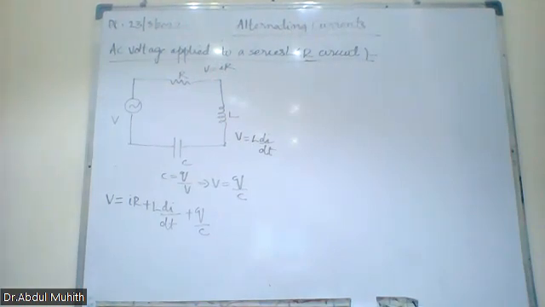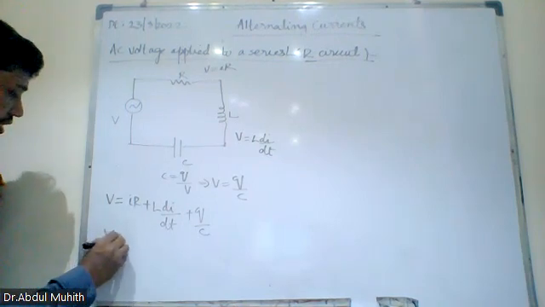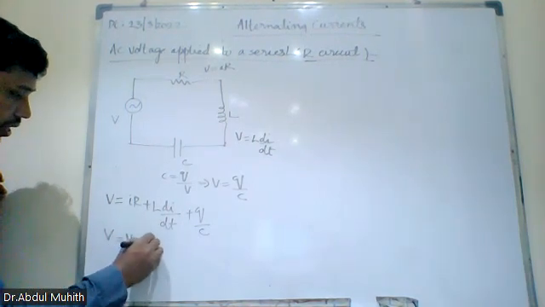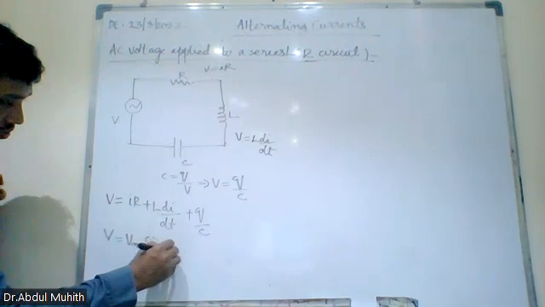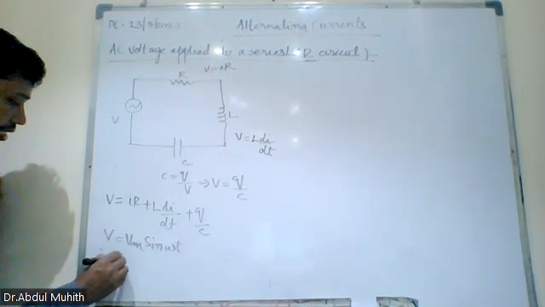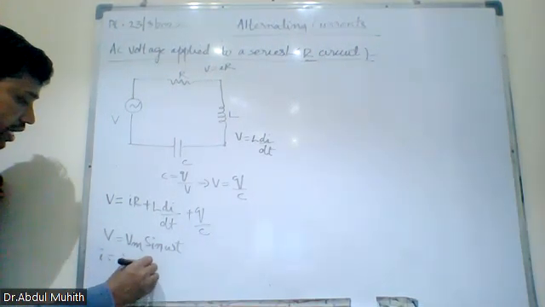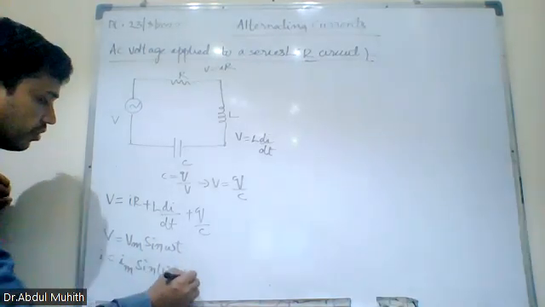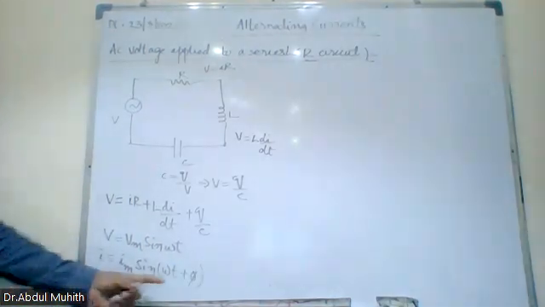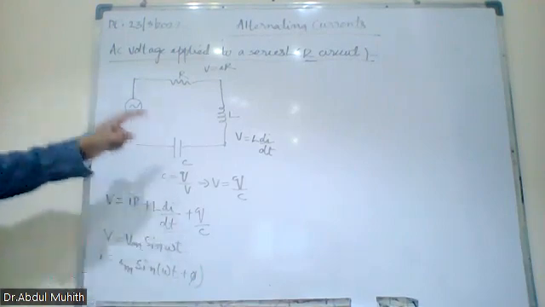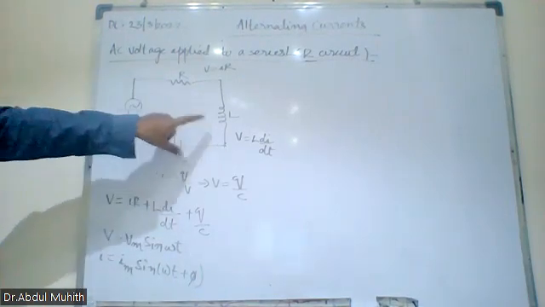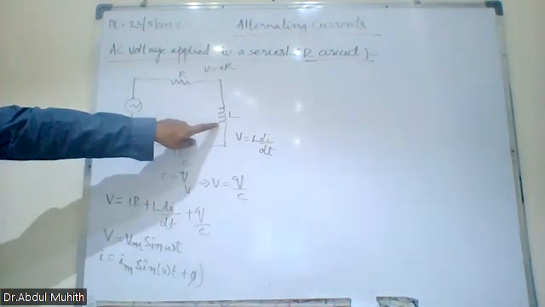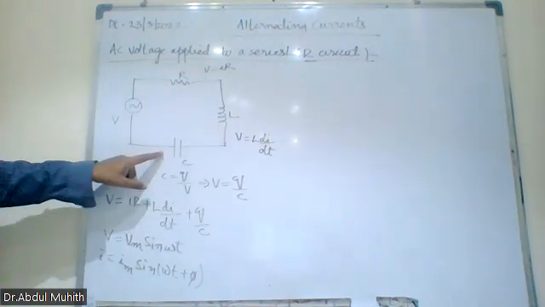Is that clear? Now, in the phasor diagram, what is my input signal? V is equal to Vm sin omega t. Whereas the current is I is equal to Im sin(omega t plus phi). That phi we have to find out. That angle is phi. Here it is in phase, here it is leading or lagging. Here the current is lagging, here the current is leading.